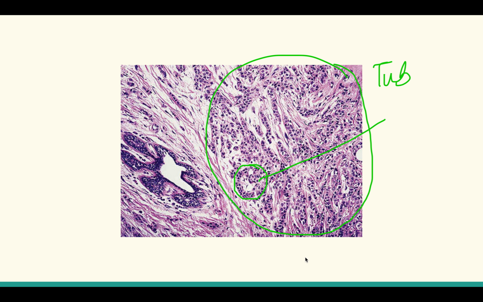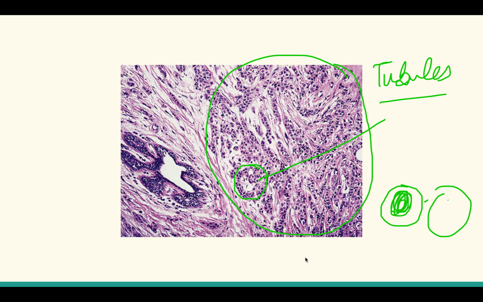Then second is nuclear pleomorphism, how pleomorphic a cell is, how the cells differ from each other. It has a high NC ratio and nucleoli. So these are for the nuclear pleomorphism. And last is your mitotic activity.